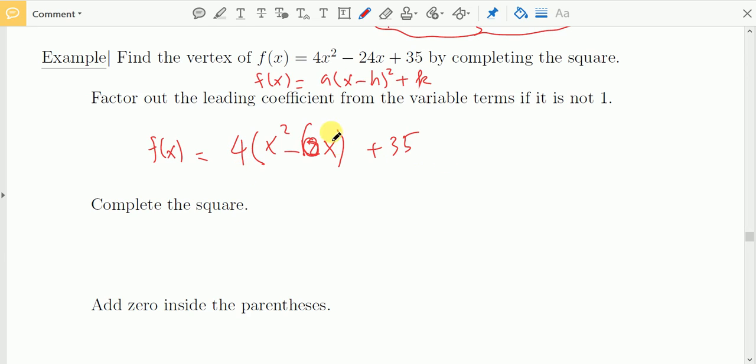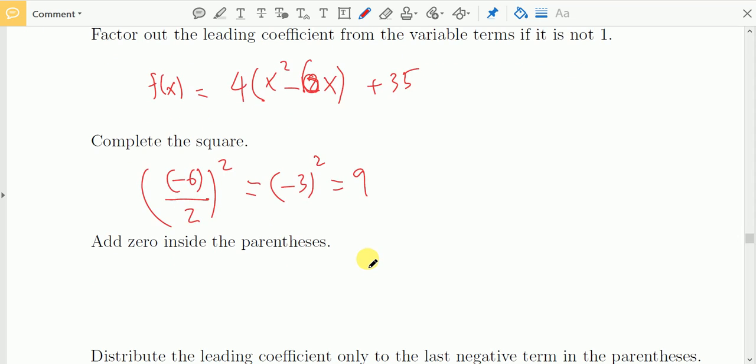Now I have to complete the square of this one inside the parentheses, x squared minus 6x. So you take the minus 6x here and take the coefficient of that, which is minus 6. You take the coefficient of the x term, divide that by 2, and then square. That gives you minus 3 squared, equal to 9. Now you have to add 9.